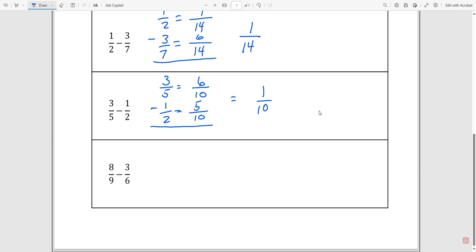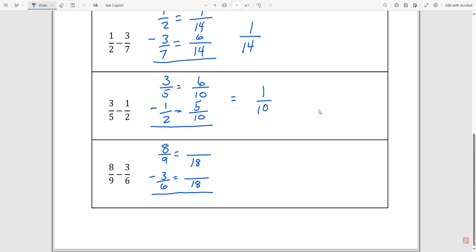Then finally, we have 8/9 minus 3/6. And we'll look at 9 and 6, and again, start with the larger one. 6 does not divide into 9 evenly. So let's look at the multiples of 9. The next multiple, 9 times 2, is 18. And 6 does divide into 18 evenly. And so we'll have 18 for our least common denominator.